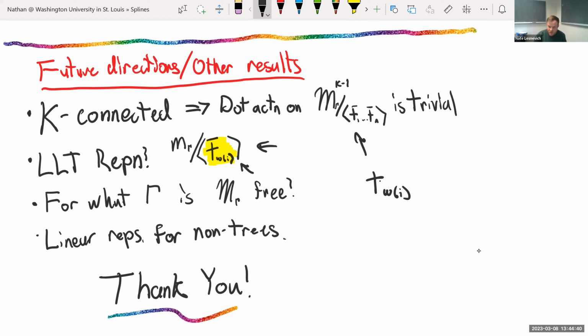We can ask, what is that representation? I can answer that for trees, and I can give you a basis of that vector space that shows that, well, it's not H positive, but it also has to do with edge deletion. Answering that side of the story as well is something I look forward to trying in the future. And of course, linear representations for non-trees, especially knowing that that submodule is still free.